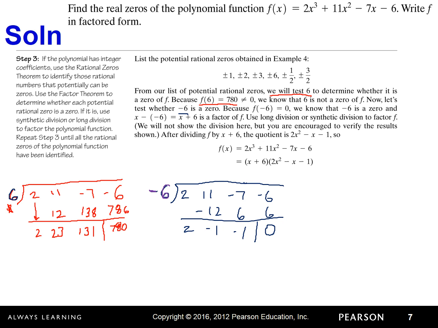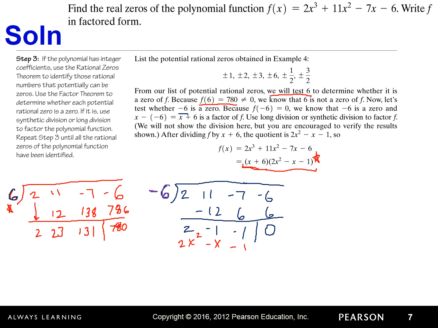Now, he's saying, so basically, if one factor of this be the x minus negative 6, that is x plus 6, then apparently f of x can be written as a product. Okay, what's the other factor? Well, it's 2x squared minus x minus 1. And so he's written the factorization here.